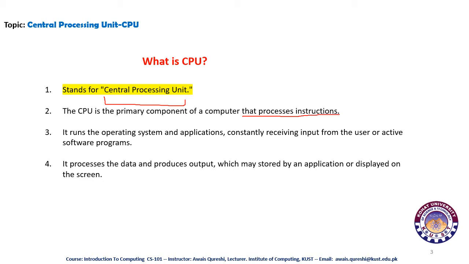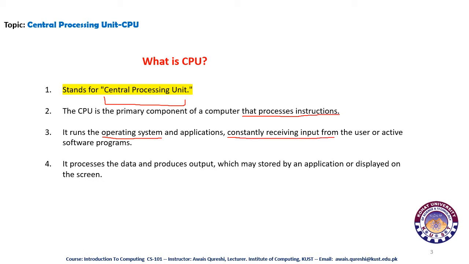The third point is it runs the operating system and applications. The primary job of a processor or a Central Processing Unit, we use them interchangeably. Sometimes we say CPU and sometimes we say processor. So both terms are the same. The primary job of the processor is to run the operating system and different application programs like MS Office, MS PowerPoint, MS Word, and similar types of applications.